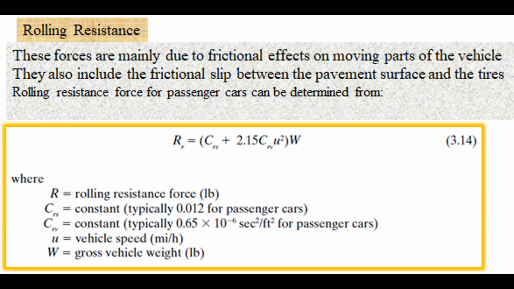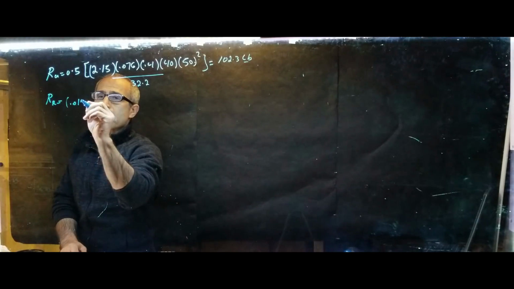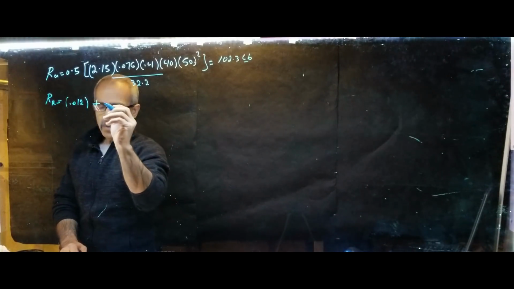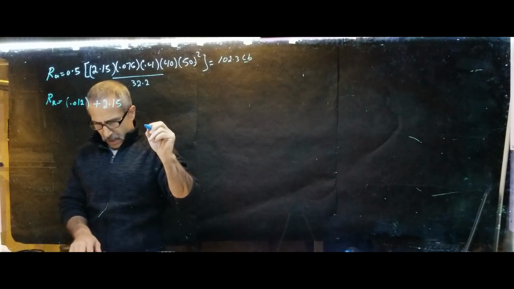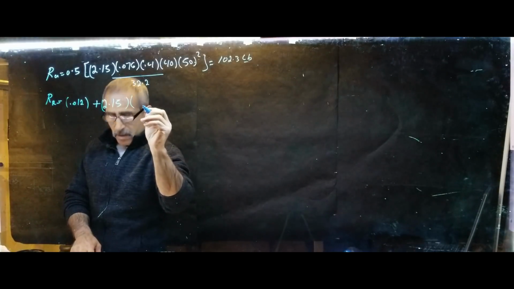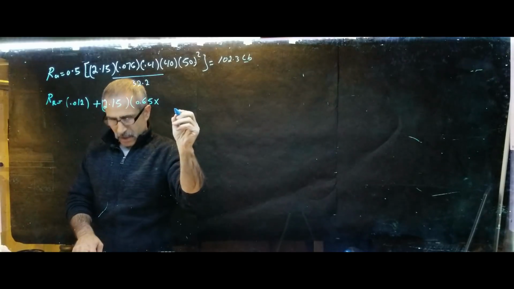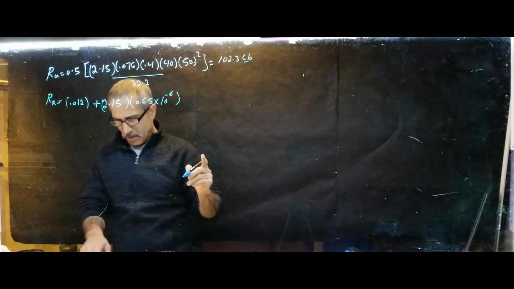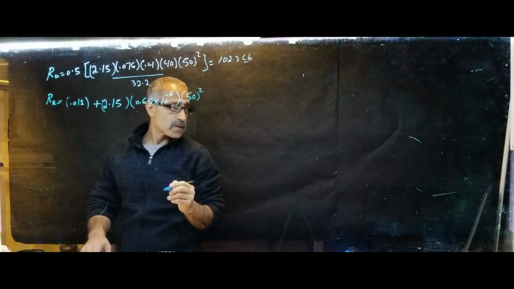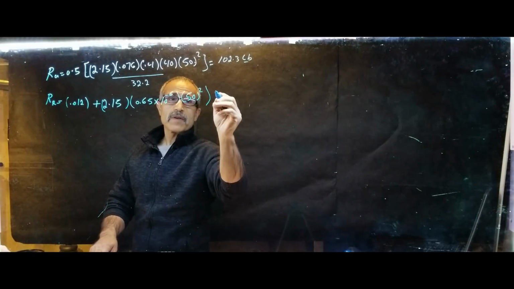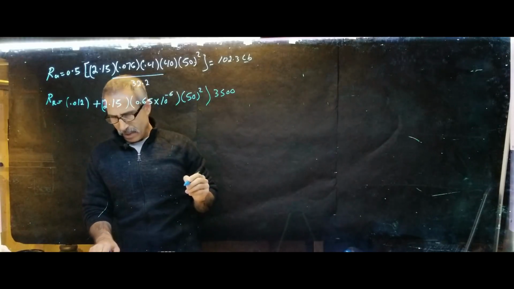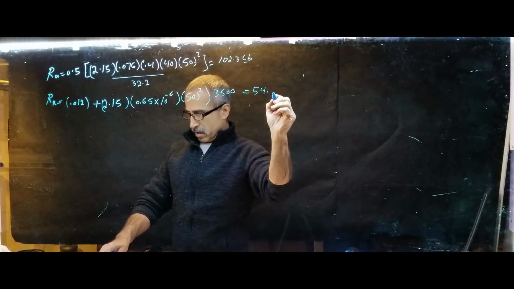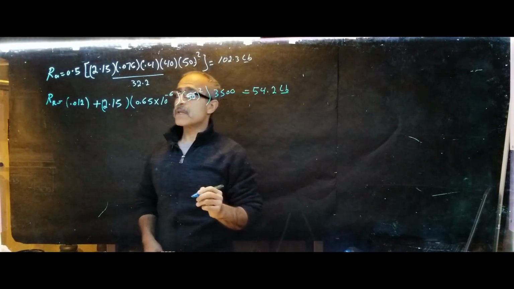So RR comes out to 0.012 plus 2.15 times 0.065 times 10 to the power of negative 6. That's what I meant anyway. Then the formula says times V squared, which is 50 squared in this case, multiplied by the weight of the vehicle, 3,500 pounds. And that gave me 54.2 pounds. See if you got the same thing, double check my calculation.